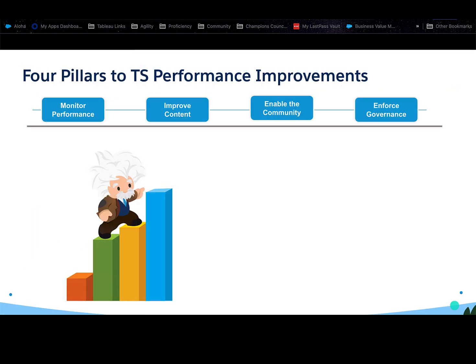The 4 pillars of this framework are: 1. Monitoring performance KPIs. 2. Improving content with performance best practices. 3. Enabling the community to self-serve on performance obstacles. And 4. Enforcing governance rules to keep the server performant once you've cleaned it.